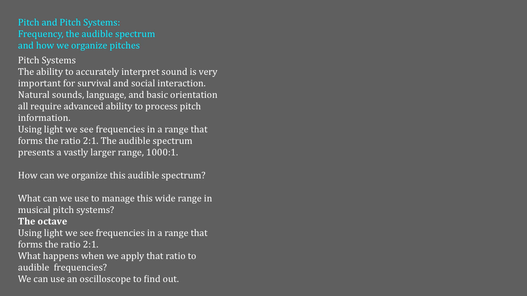So what can we use to manage this wide range in musical pitch systems, for example? Well, the answer is the octave, which is a term we're probably familiar with. Using light, we see frequencies in a range that forms the ratio 2:1. What happens when we apply that ratio to audible frequencies? We can use an oscilloscope to find out. So that's exactly what we'll do for our next presentation. We will use an oscilloscope, which is a mechanism we can use to visualize waveforms, to understand a little bit more about what the octave is, how it behaves in terms of actual waveforms, and how the octave can be used to organize a musical pitch system.